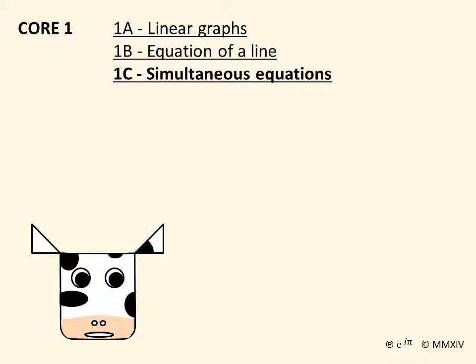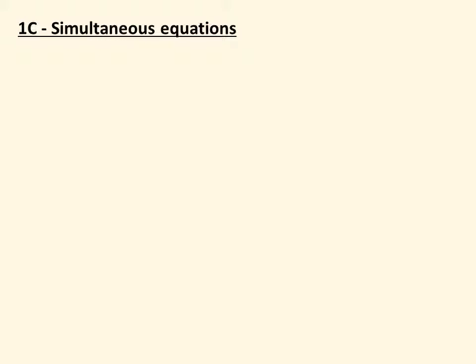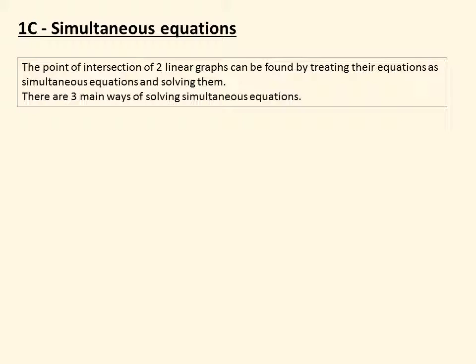In the third part of this section on straight lines, we're going to look at solving simultaneous equations. If we take two straight lines and try to find where they cross, we can think of them as two equations which need to be solved at the same time. There's three main ways of solving these simultaneous equations.